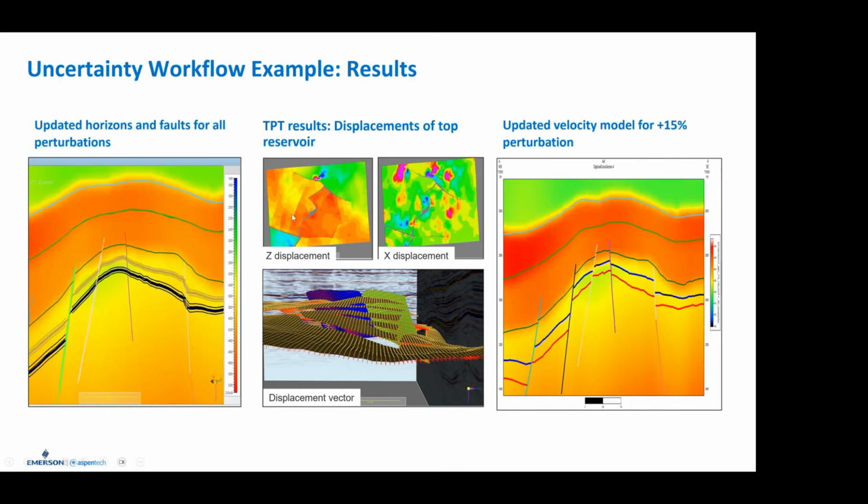What you can see here on the left side is the original velocity model, with the envelope of the results of those 10 different scenarios being run for those two different horizons. So the reservoir here, and you can see the faults change as well. On the right side, you can see the initial velocity model, with the initial horizon and initial faults, and also the plus 15% variation. You can see the change of the velocity, as well as the change of the horizons and the change of the fault positioning.